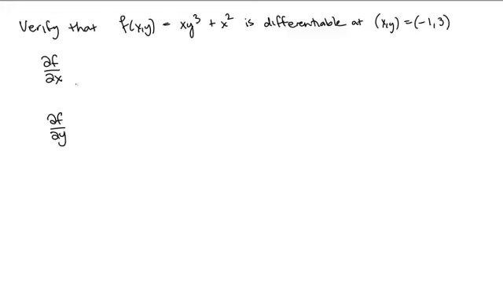So the partial derivative of f with respect to x is going to be, well, the derivative of the first part will be y cubed. The derivative of the second part is 2x. On the other hand, the derivative with respect to y will be 3xy squared plus 0.